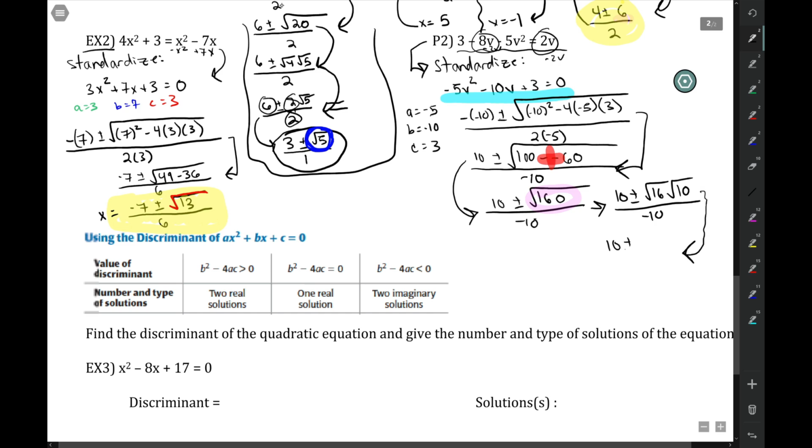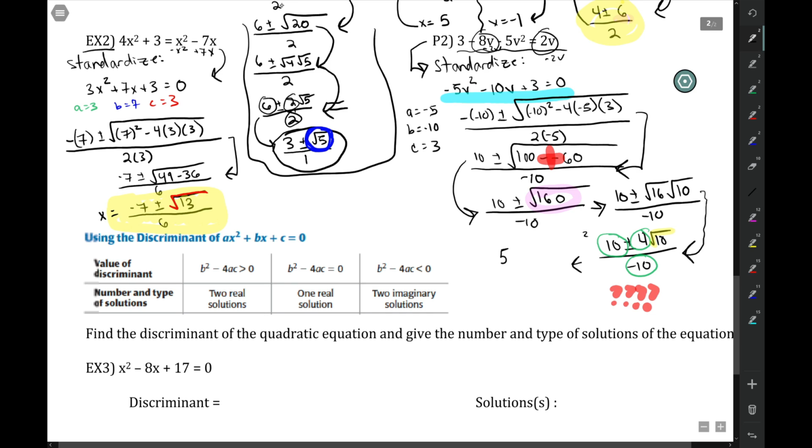Shake and bake some more. 10 plus or minus 4 roots of 10, all over negative 10. Does anyone see what we could do from here? If you answered yes, we can take out a factor of 2 from all these. Now, you can't touch the radical thing. Okay, it just stays along for the ride. But 10, 4, and negative 10 each have a factor of 2. So we'll take that out.